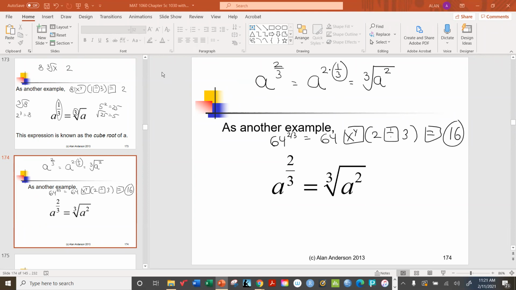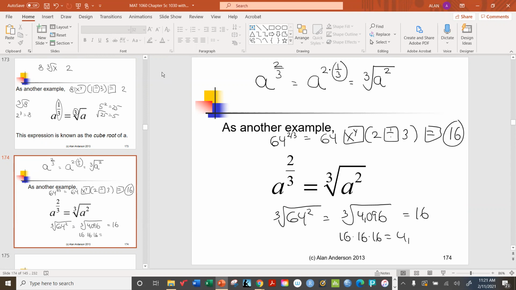So anyway, 64 to the 2/3. In other words, what we just did was we took 64 squared, raised that to the 3rd power, and 64 squared is 4,096. And so the cube root of that, as you'll see if you go to your calculator, is in fact 16, because 16 times 16 times 16 is in fact 4096. So don't be shocked when you see these fractional exponents.